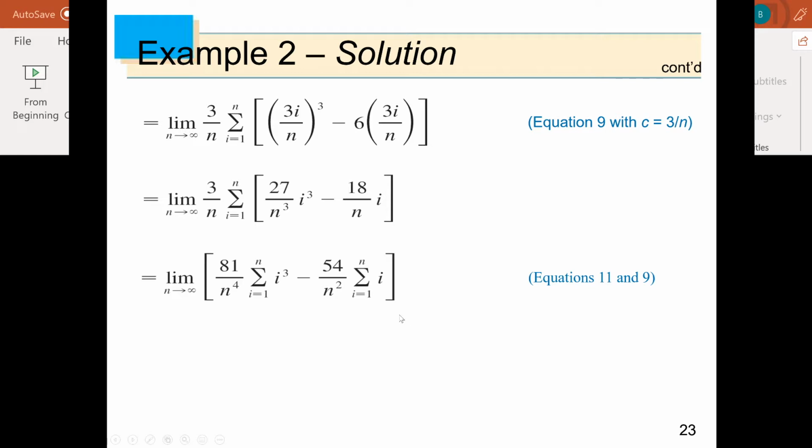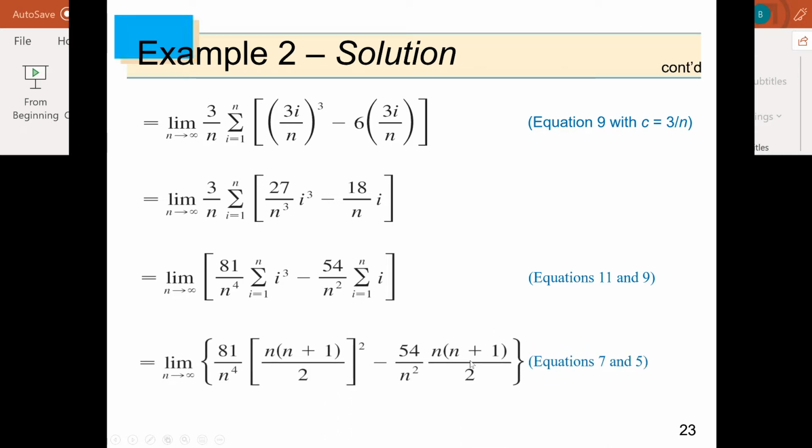Okay, so simplified a little bit more. Again, we can always put out the n. So 1 over n to the power of 3, or 27 over n to the power of 3, is just a constant, so we can just put it out. And then this one too. And then by using the formula that we just mentioned before, i cubed, which is always considered n times n plus 1 over 2, and then the whole quantity squared. And if that's just i, that is n times n plus 1 over 2. So basically using the formula.